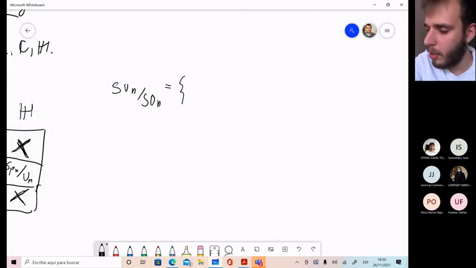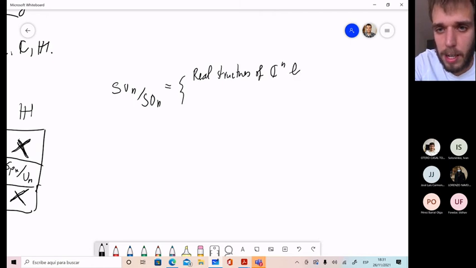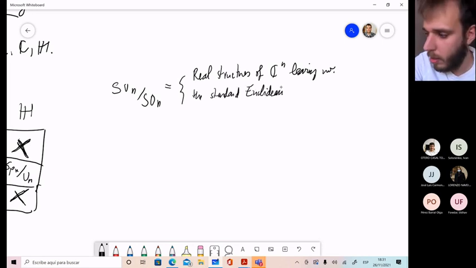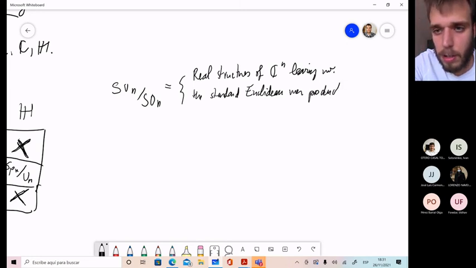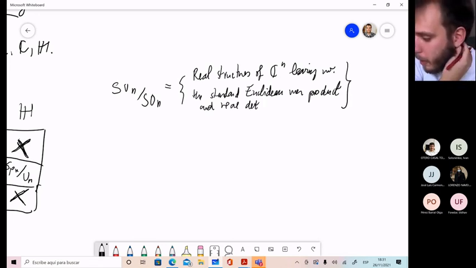So this is the space of real structures of Cn leaving invariant the standard Euclidean inner product and real determinant. This is my guess, but I'm confident now with this.